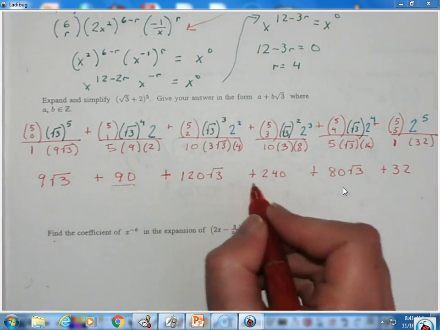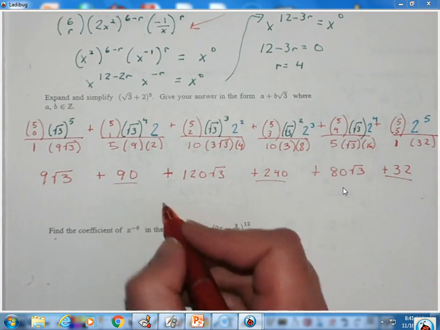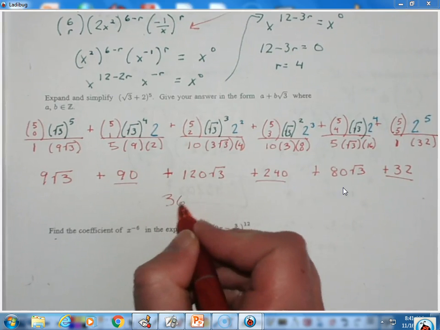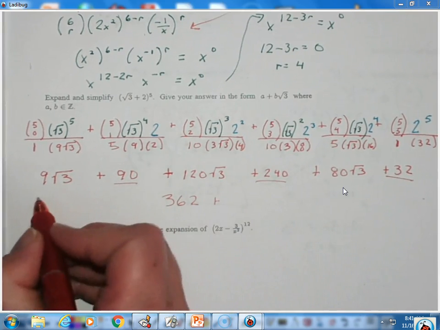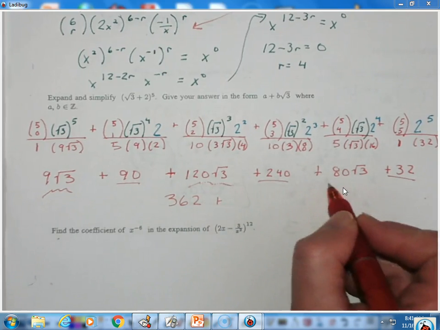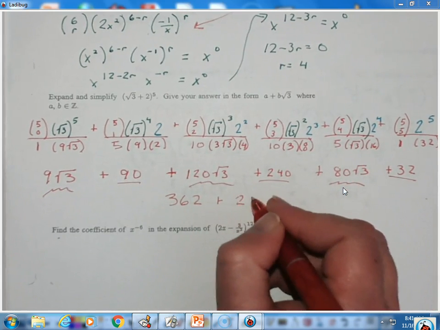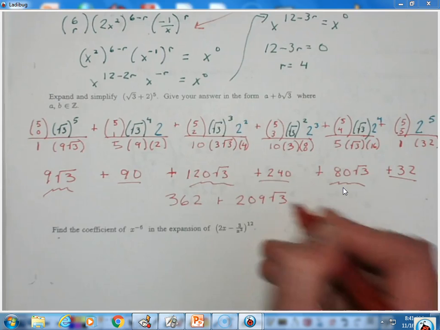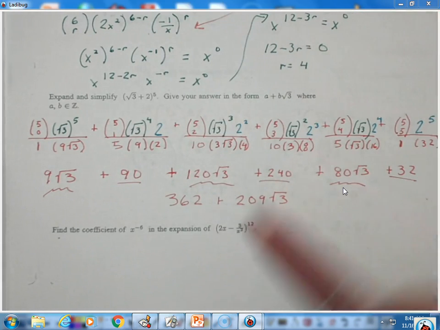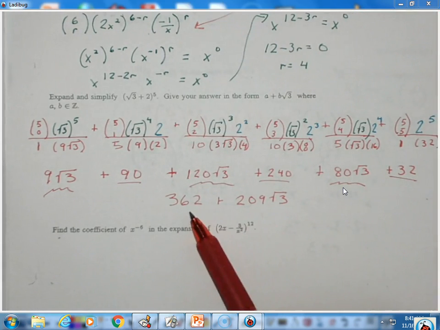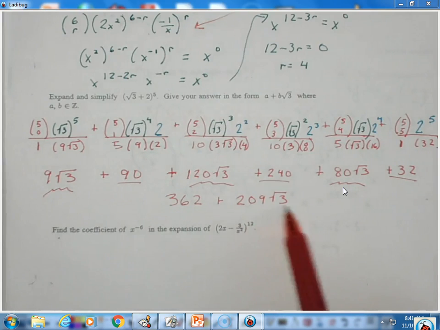Okay, so they just want me to combine like terms. And when you do, you get 362. When you add all your square roots of 3's, you get 209 square roots of 3. And it just said give your answer in this form, so you don't have to say A is 362 and B is 209 because we gave it in that form. So there you go.